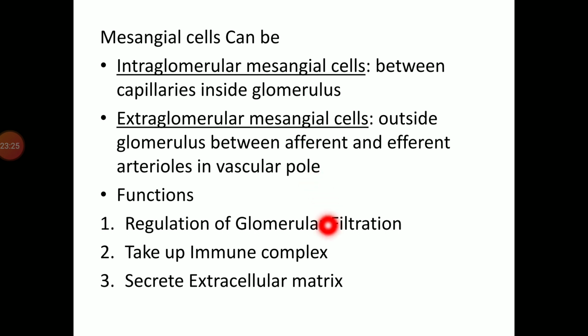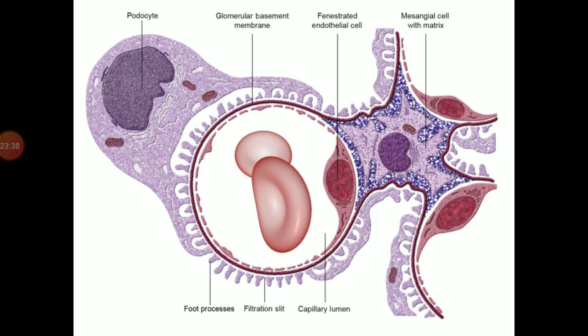The other functions: they take up the immune complexes, in which these mesangial cells, which are pericyte-like cells, act as phagocytes, right? And they are also associated with the secretion of the extracellular matrix. So here you can see this picture again to get clear. This is the capillary, these are the blood, right? So this is the blood without the nucleus. You know that this is RBC.